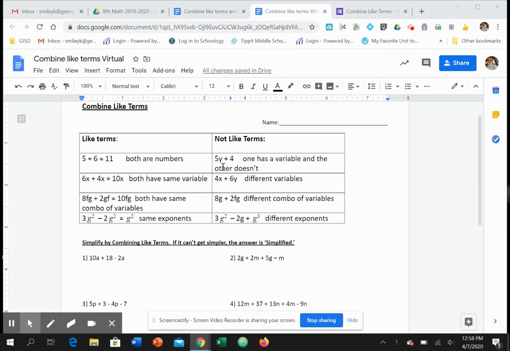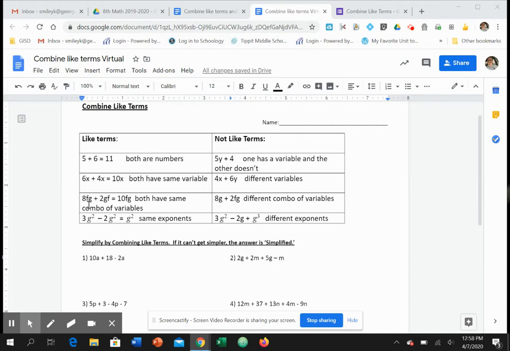Now, if you come over here, if there was a variable with it, a letter with it, then you cannot combine them, okay? That would be your answer. All we're doing is simplifying it down. So if you see this, 4x plus 6x, you can combine those together. Your simplified version would be 10x. They both have the same variable. They both have an x.